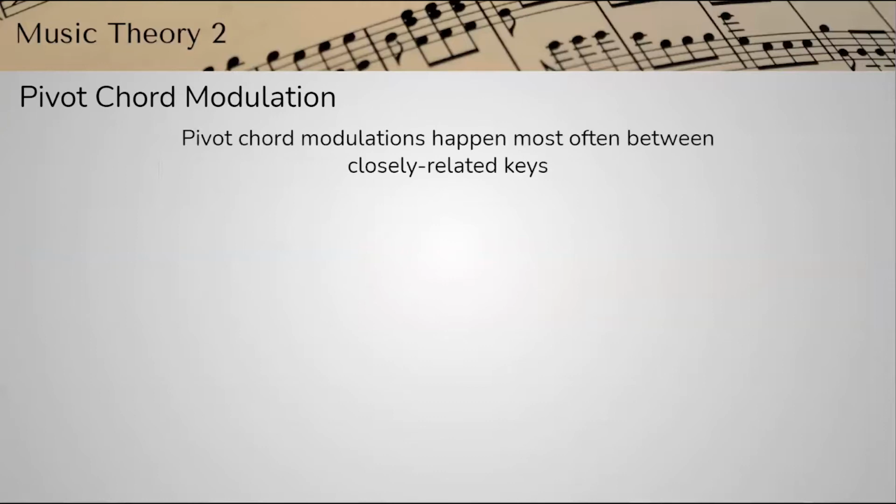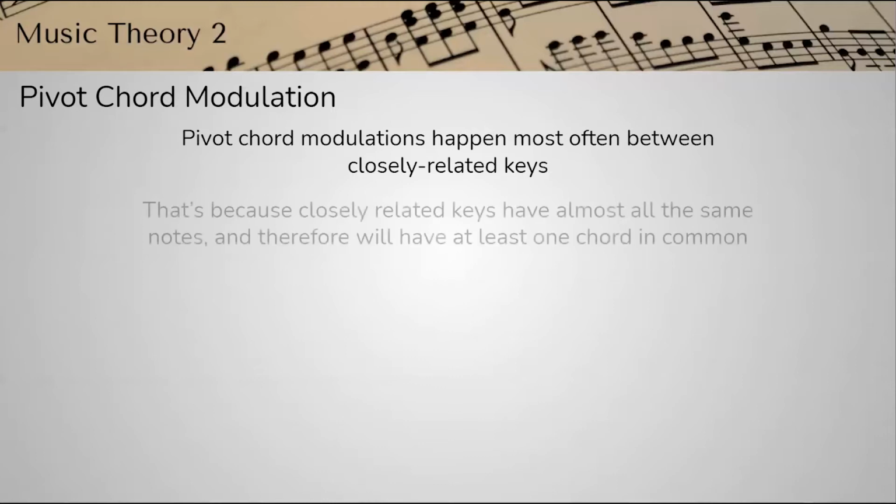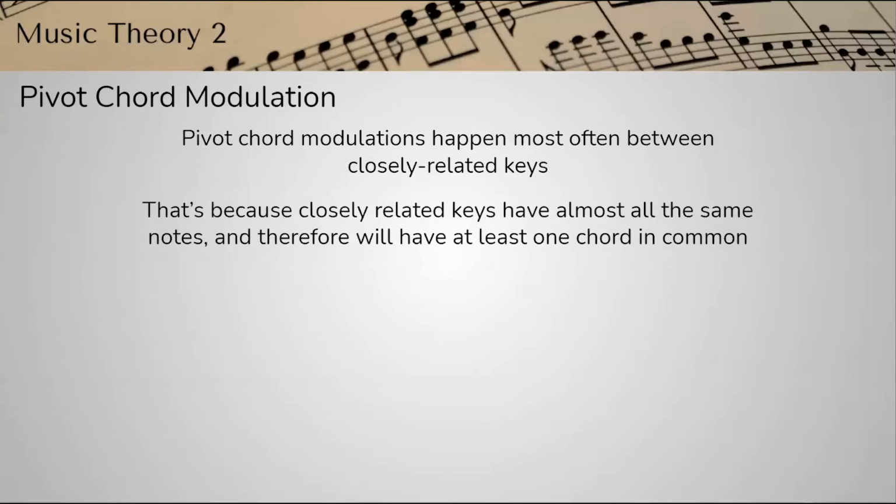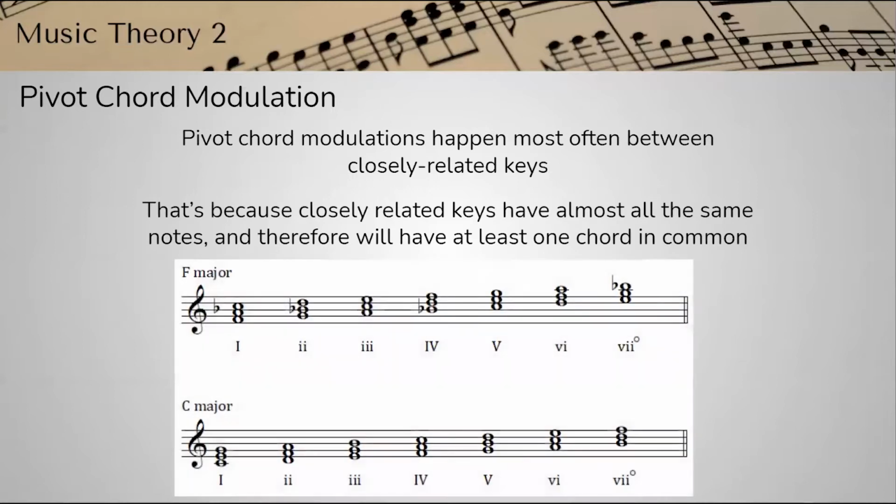Okay, so a little bit more about pivot chord modulation. They most often happen between what we call closely related keys. So these are keys that have all the same notes, or they have all the same notes except for one. And that's because closely related keys have almost all the same notes or all the same chords. So they will have at least one chord in common. So these two keys, F major and C major, are closely related.